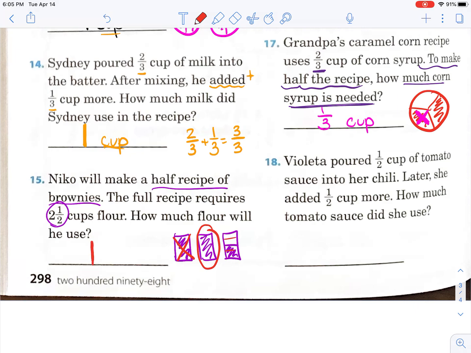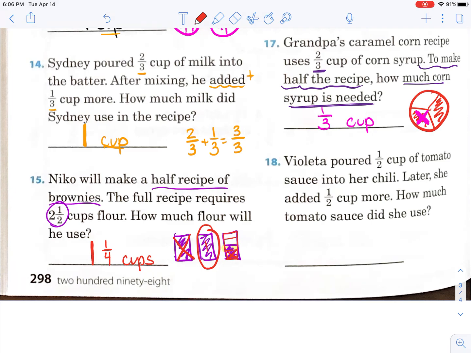And how do I get rid of half of this half? I divide them into fourths and I get rid of one of those. What am I left with? 1/4. So I have 1 1/4 cups of flour. Awesome. Okay, last one. And then we're done with the page.